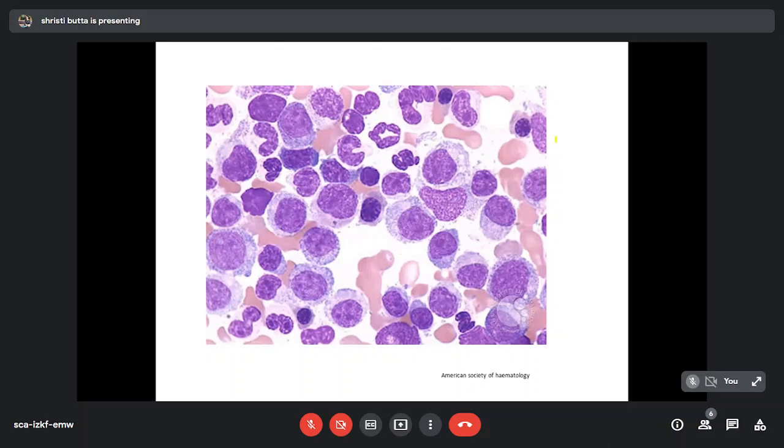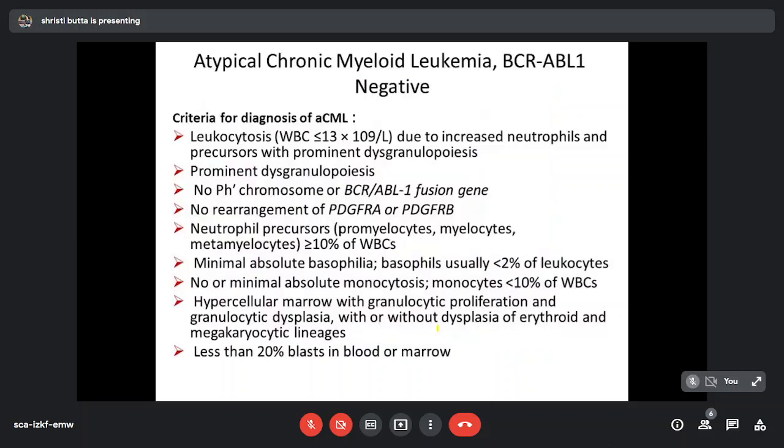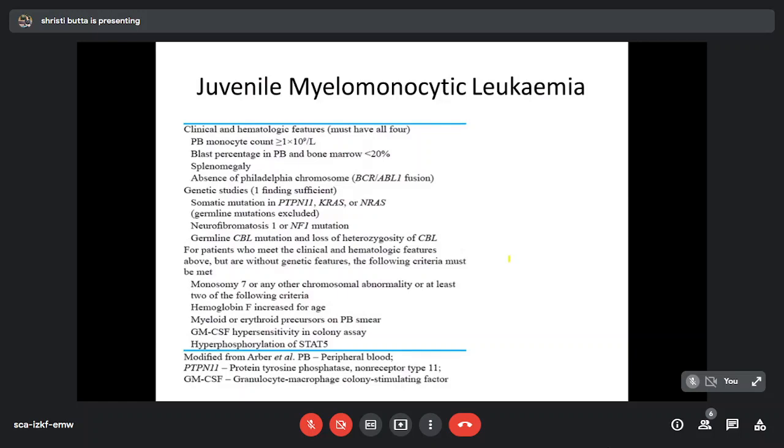So this picture is quite similar to a CML, okay, but there is no BCR-ABL1. And in addition, there is minimal basophilia. That is, the basophil count is less than 2% of the leukocytes. Now, coming to another important entity, which is the juvenile myelomonocytic leukemia.